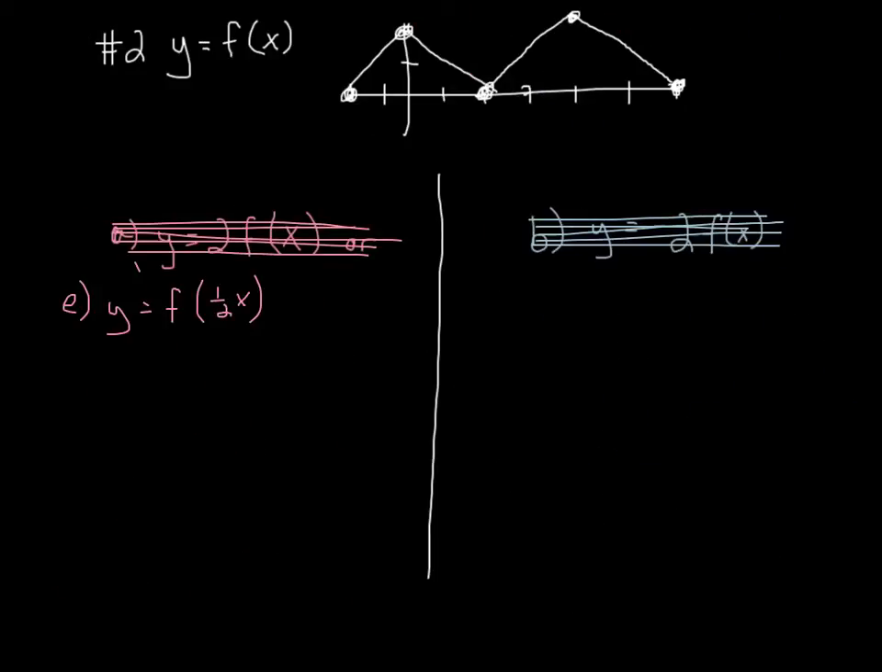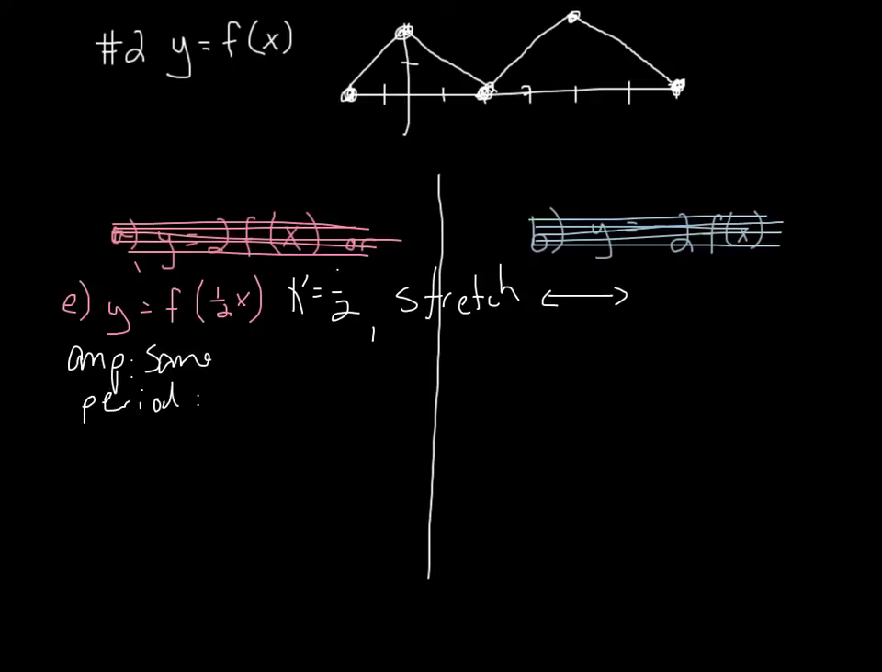Okay, let's try one last one. Now here, k is 1/2. So what does this do? This stretches horizontally, okay? This time, take your period and double it. Your period doubles. Your amplitude is the same, hasn't changed, but your period doubles. You've got to do 2 times the old period. 2 times 4, 8. So it takes 8 units to get through a cycle.